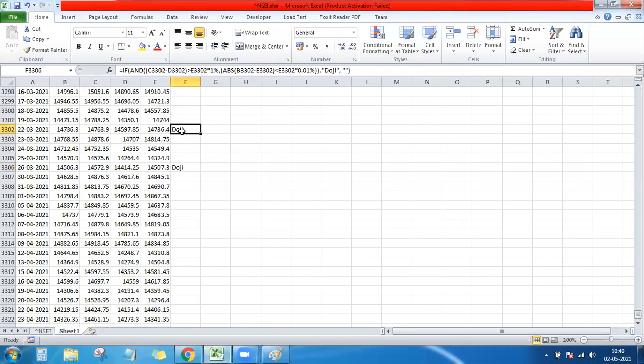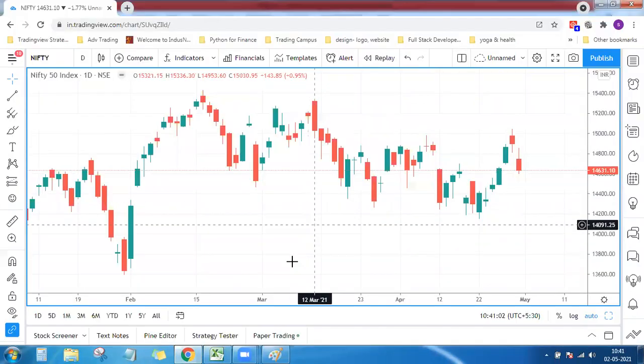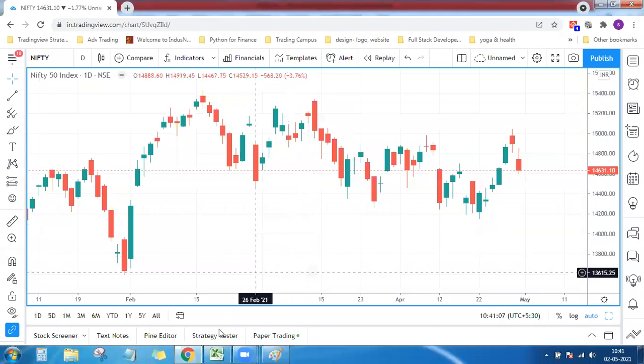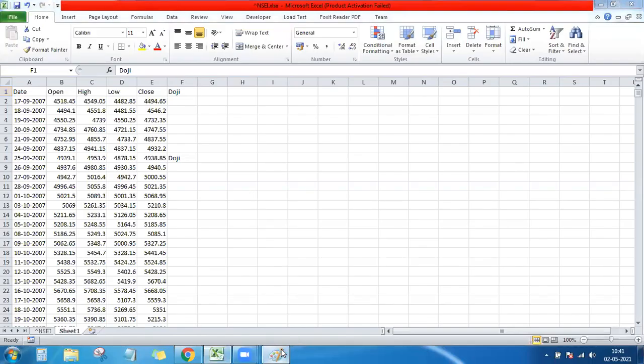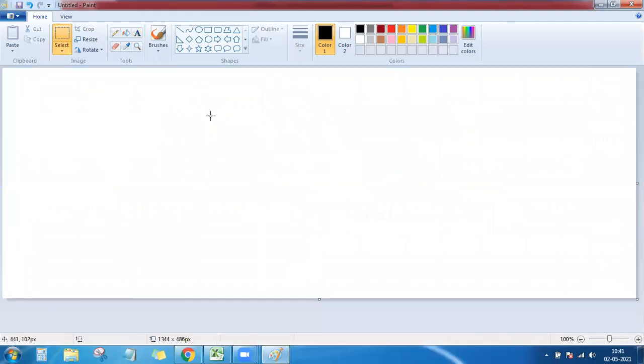and yes it is. So like this, you can download the historical data of any company or of any index, and then you can replace this data by that so that you can see historically if it had made any candlestick pattern or not. So doji is done. Now the second candlestick pattern that we're going to see is the hammer pattern.